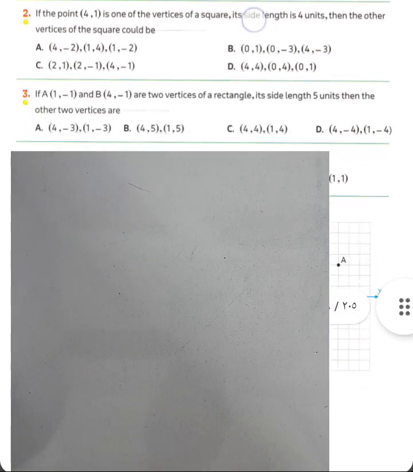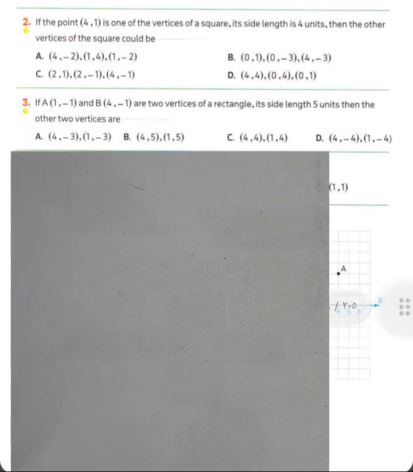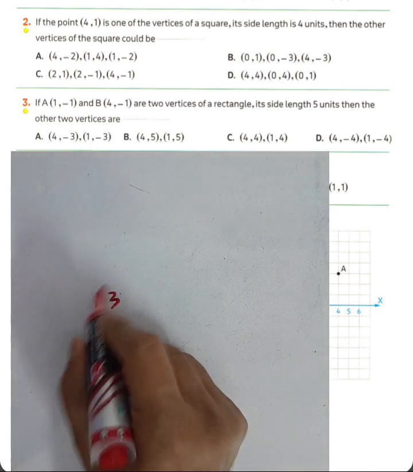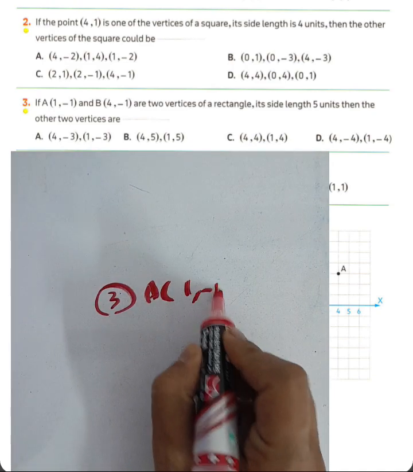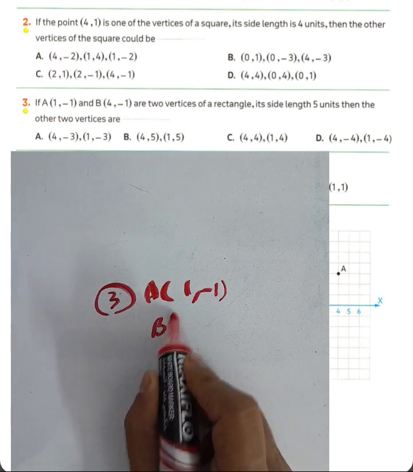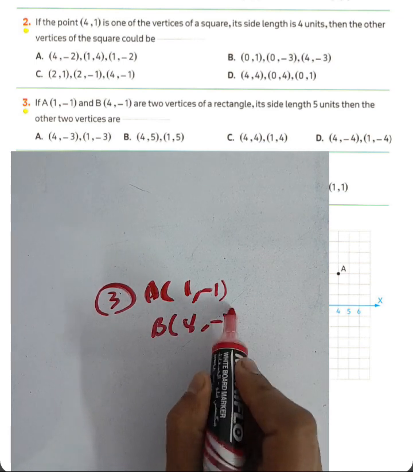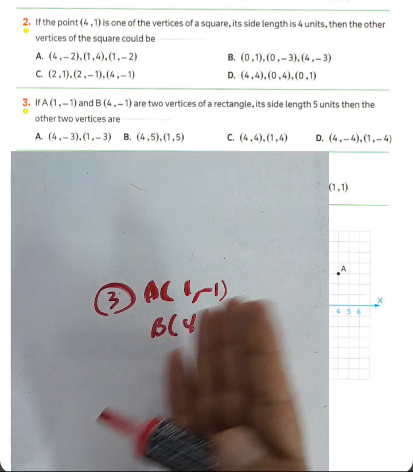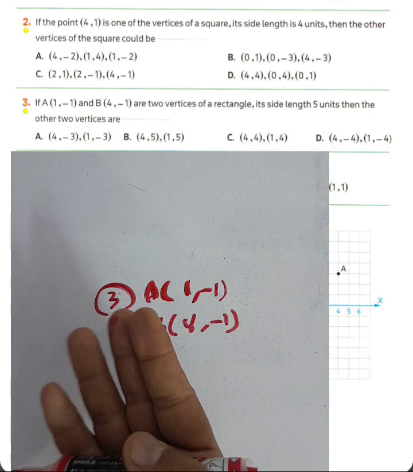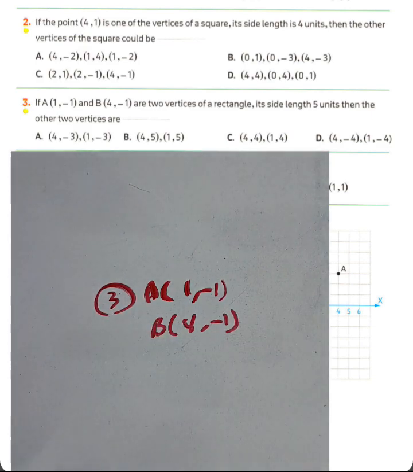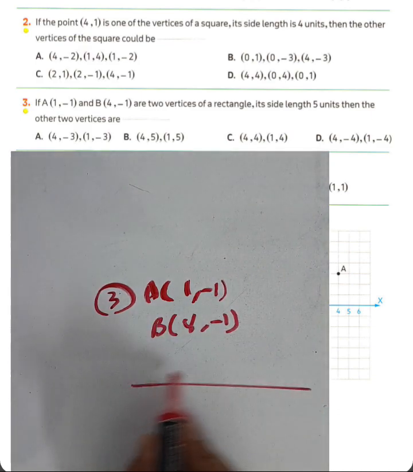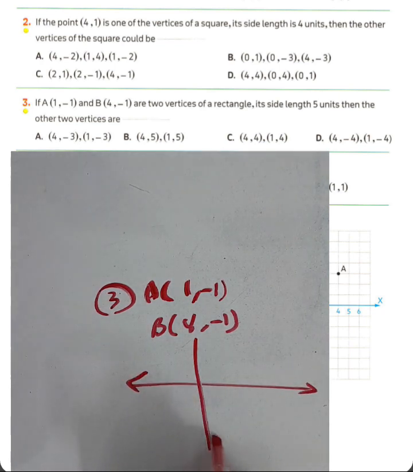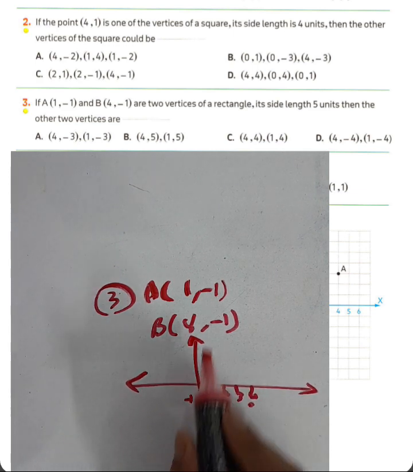Question number 3. If A was 1 and negative 1 and B was 4 and negative 1 are two vertices of rectangle, its side length is 5 units, then the other two vertices will be what? Okay, I will draw coordinate here. 4 and negative 1 here, and 1 and negative 1 here.